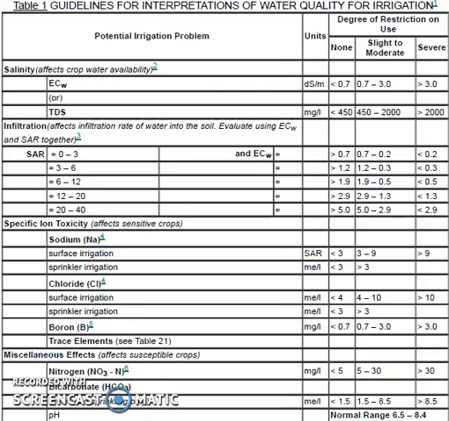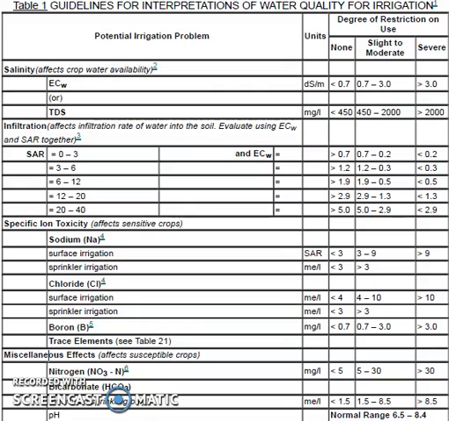Table 1: guidelines for interpretations of water quality for irrigation. This is a FAO table, a very important table concluded by FAO to help us evaluate the quality of water for irrigation. The FAO summarizes what we have mentioned from the previous part of the lecture.